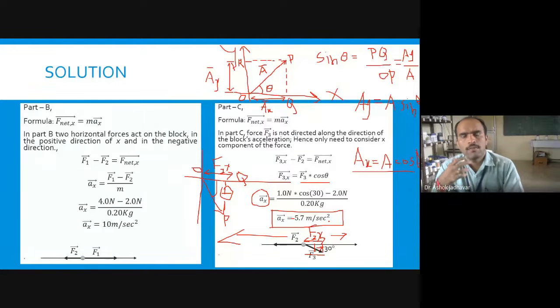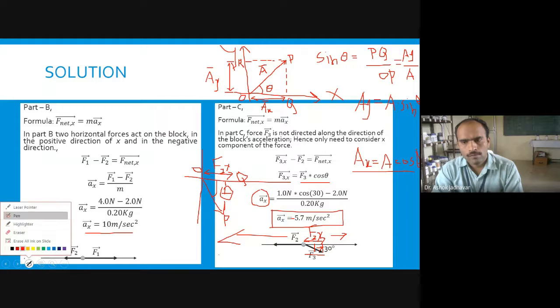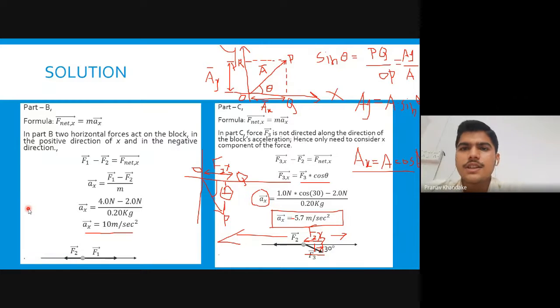So what is the meaning of that? If you consider acceleration as minus 5.7 meter per second square, does it have any meaning, or just 10 meter per second square? Here we write Ax equals 10 meter per second square and here minus 5.7 meter per second square. Don't consider the magnitude, just look at the sign. Here acceleration is positive, Ax is positive and here Ax is negative. The body will move along the negative direction of the x-axis.